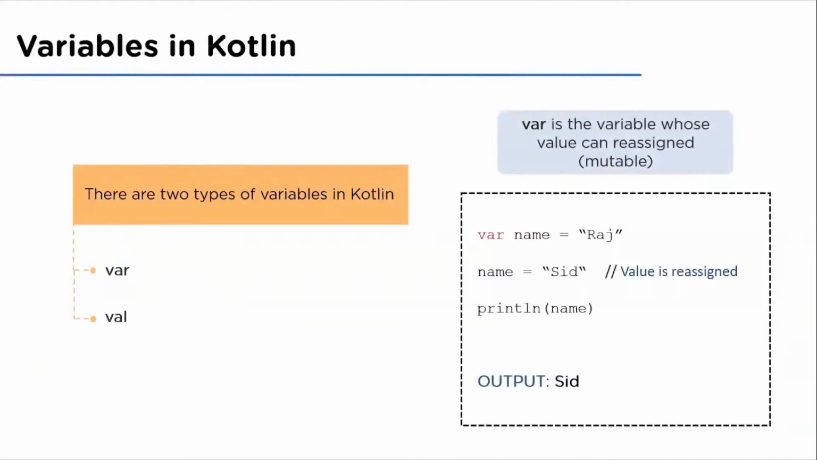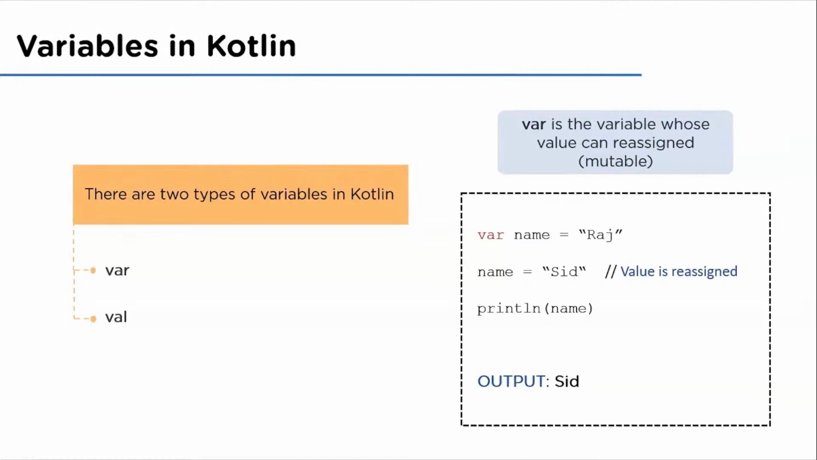There are two types of variables in Kotlin, which are var and val. First, var. The var variables are mutable, which means their value can be reassigned. Then there is val. The val variables are immutable, which means their value cannot be reassigned, changed or modified.